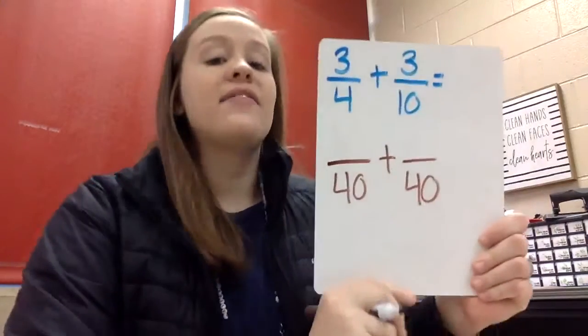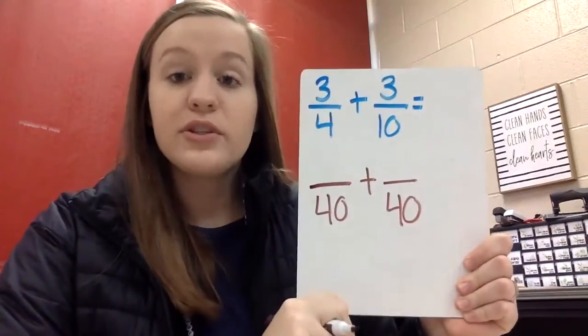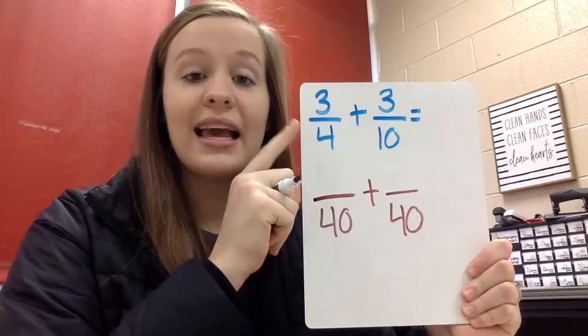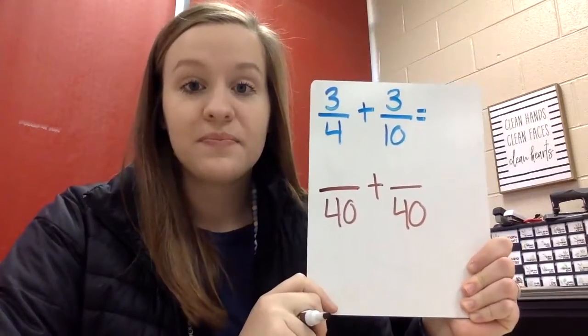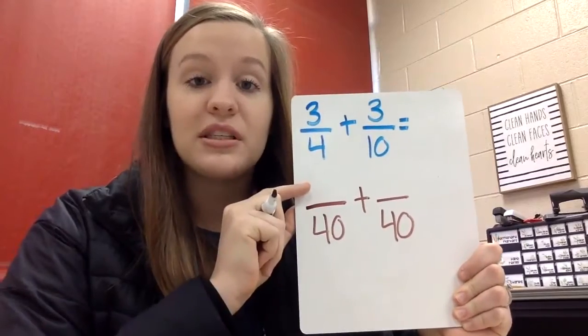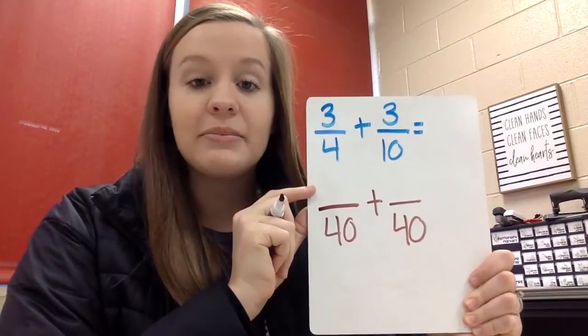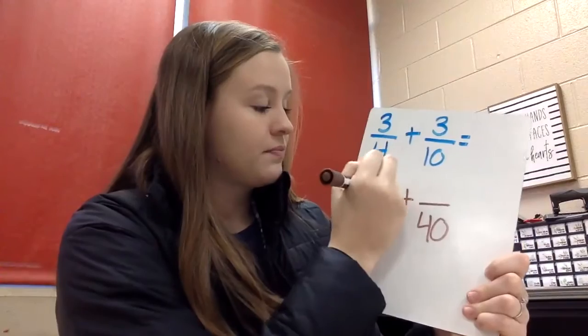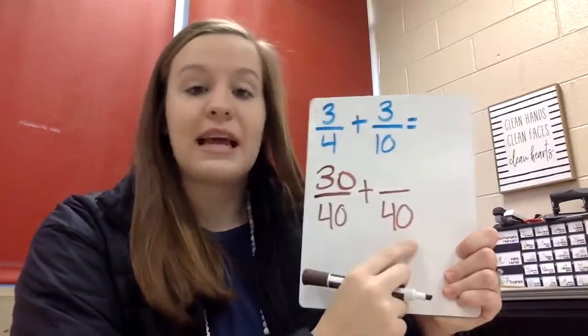Alrighty, so if you picked your denominator to be 40, you would do the same exact thing. How did I get from 4 to 40? I multiplied by 10. So whatever I do to the bottom, I must do to the top. So now I have 3 times 10 is 30. And now I do the same thing on the other side.